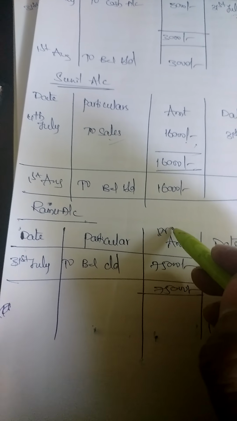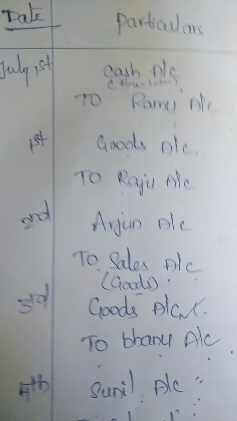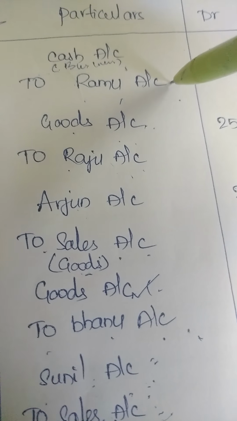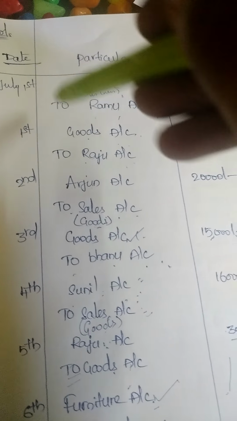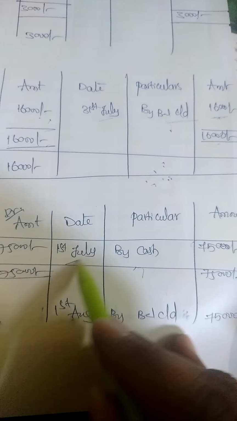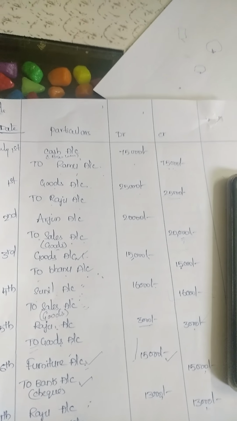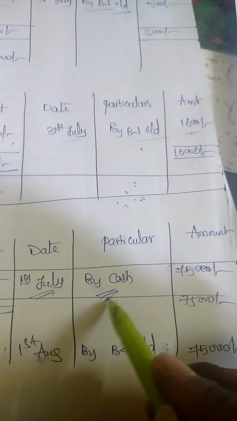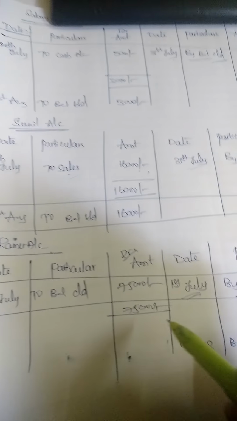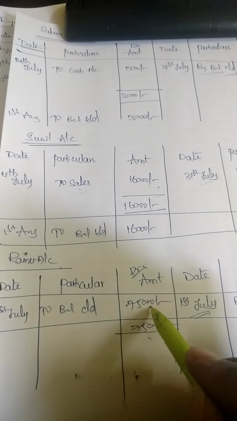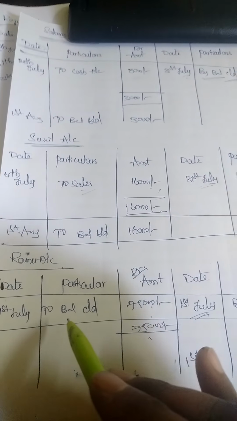Next, to Ramu information is there at the starting of the transactions. Here to Ramu means how we have to write this transaction: by cash. According to the concept of creditor, we have to write the transaction on 1st July. We have commenced a business by Ramu, so I wrote in the transaction to Ramu. To Ramu means I have to write the transaction like by cash. The amount is 75,000 rupees. The same 75,000 rupees amount we have to post on the debit side. Here we have to show the 75,000 rupees as balance.